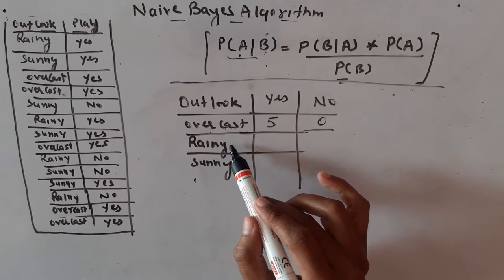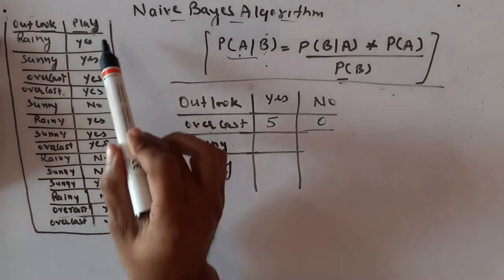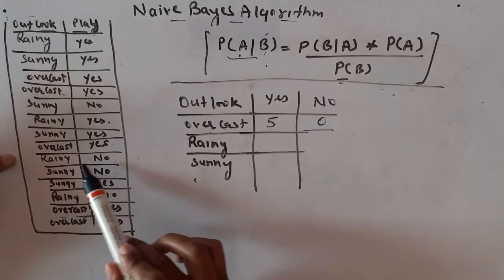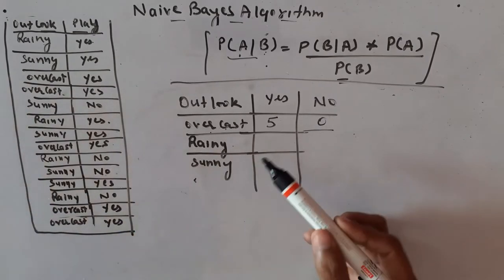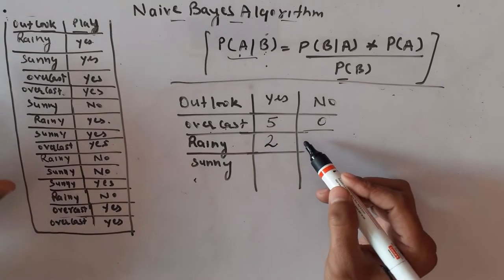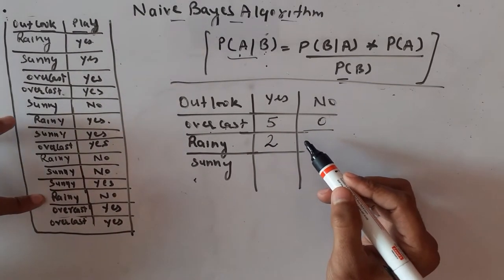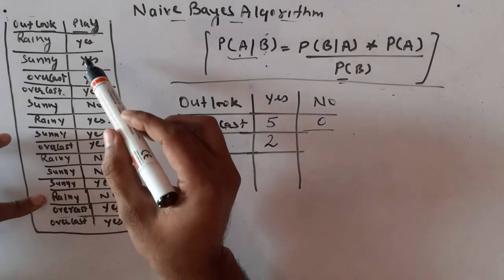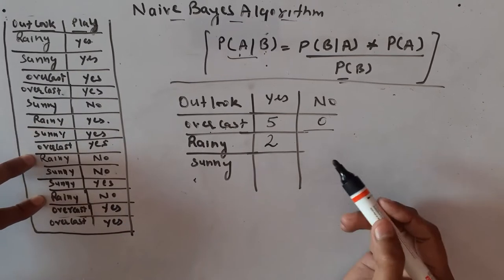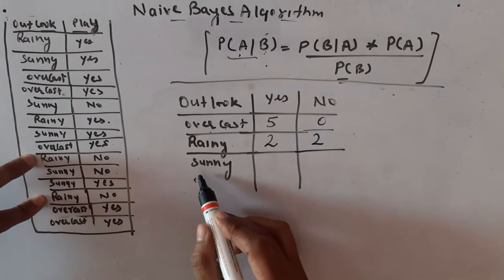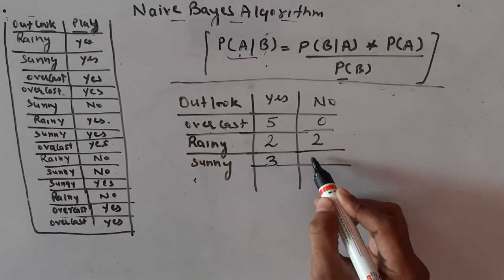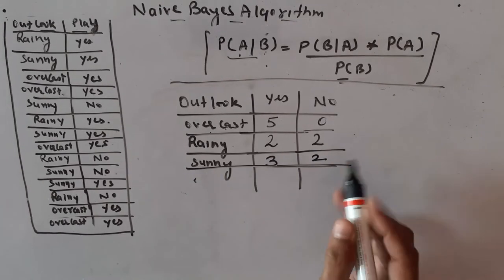Similarly, we are going to check for rainy. For rainy, you can see that there is one yes and two yes, and this one is rainy but no. So for rainy there are two yes, and in a similar way there are two no's, this one and this one. Similarly, if we calculate for sunny, there are three yes and two no's.